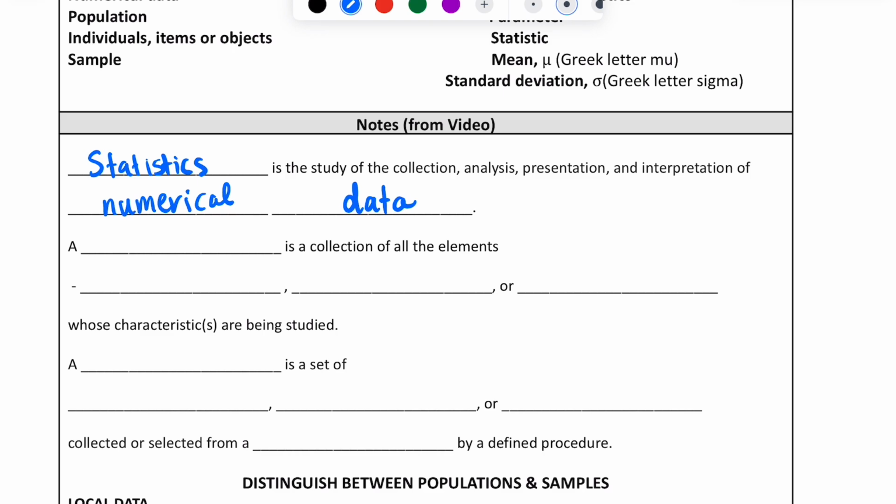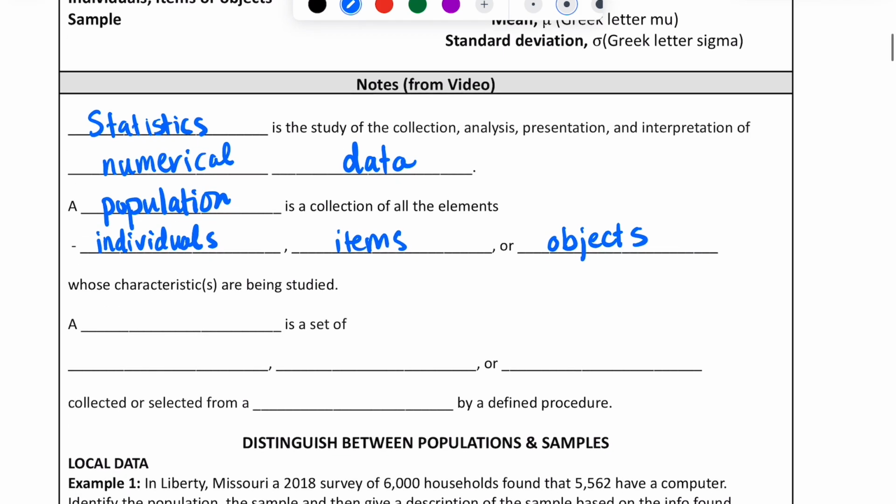In order for us to do that, though, we need to first be able to collect all that data from what we call a population. So a population is a collection of all the elements or individuals, items, or objects. We can have numerical data for about any group of things, and that group is the population under the characteristic that is being studied. Now, if we have the entire group, that is the population, but that's usually hard.